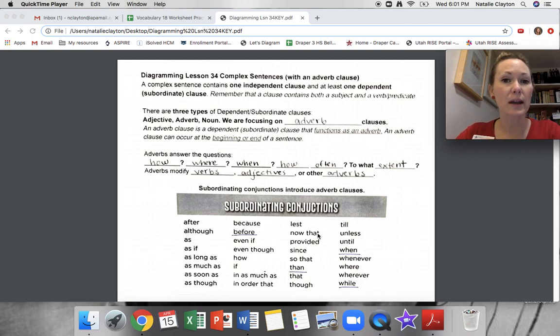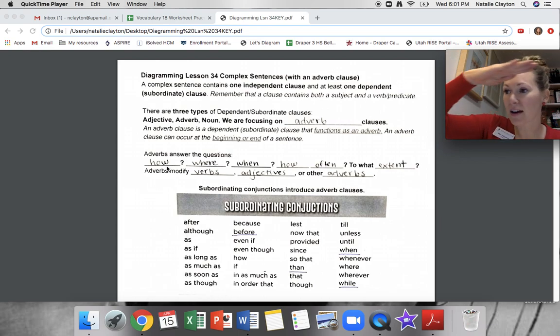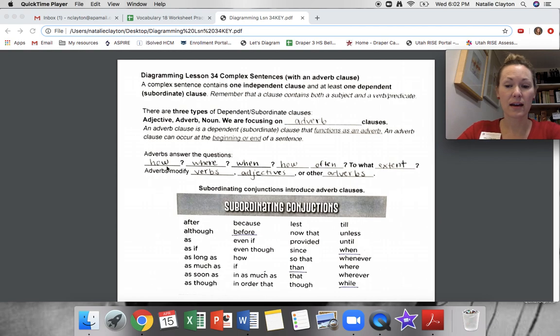So let's review what adverbs are. So adverbs answer the questions how, where, when, how often, and to what extent. We have that all written here. How, where, when, how often, and to what extent. And adverbs modify verbs, adjectives, or another adverb. Those are the only things that they can modify.